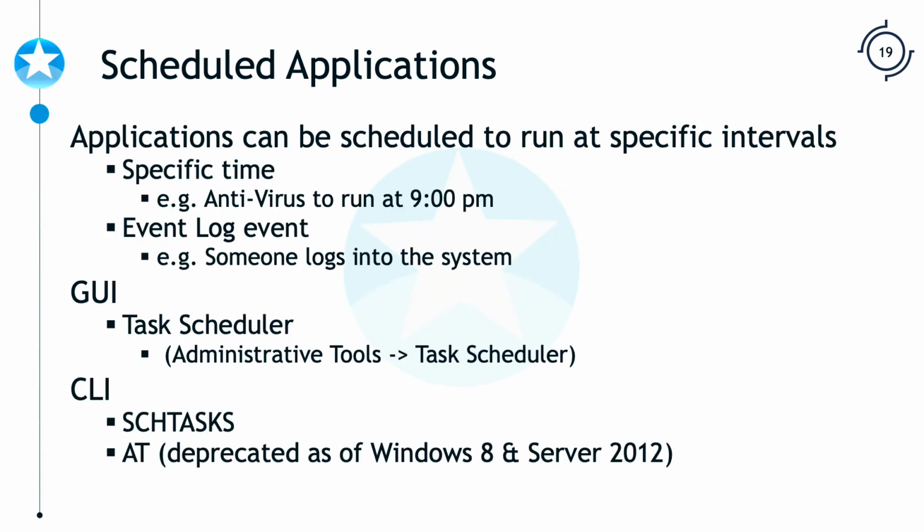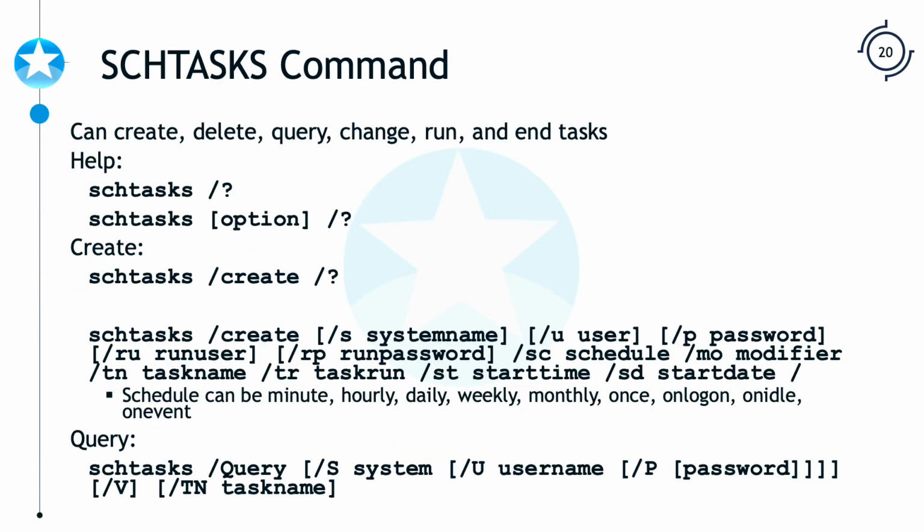We can schedule applications to run, so we can schedule specific tasks to run at different times. Of course, we can use the GUI to do this, the Task Scheduler. From the command line, we can schedule tasks as well. We can use schtasks, which is what we typically call it for short, or AT. Now, the more recent versions of Windows have deprecated AT, so we'll look at schtasks. Schtasks allows us to create, remove, modify, and run scheduled tasks.